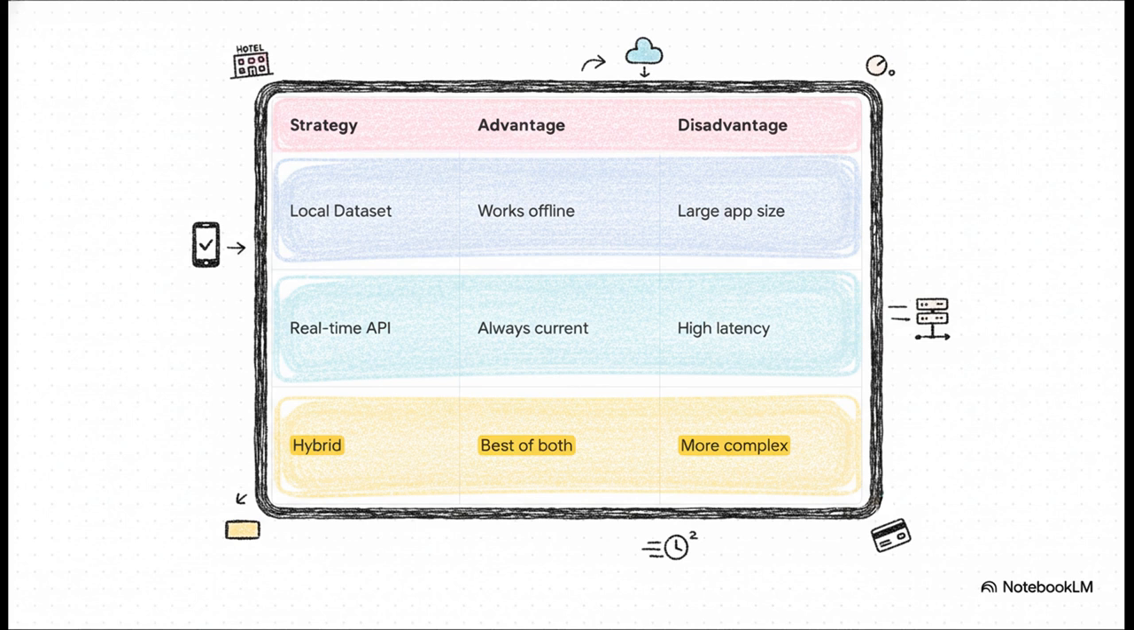So what's the answer? You guessed it, a hybrid approach. We give the app a lean, local dataset of the most popular searches so it feels instant. And then we smartly fetch more specific results from the API as you type. It's more complex to build, but it gives you the best user experience by far.